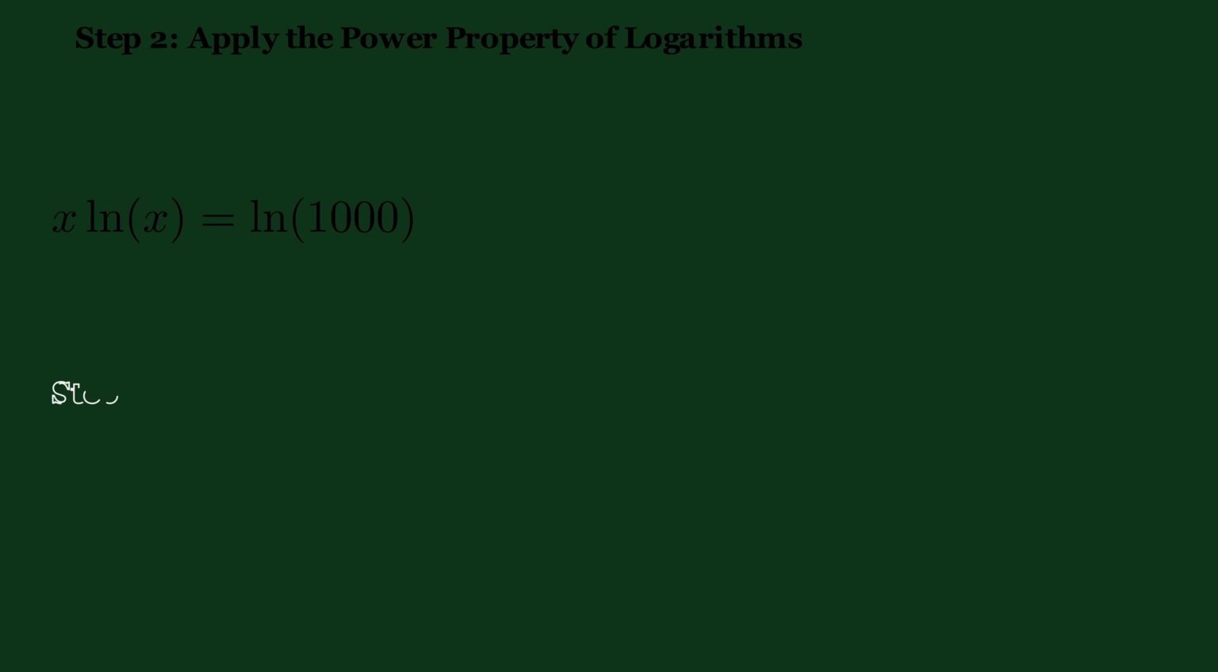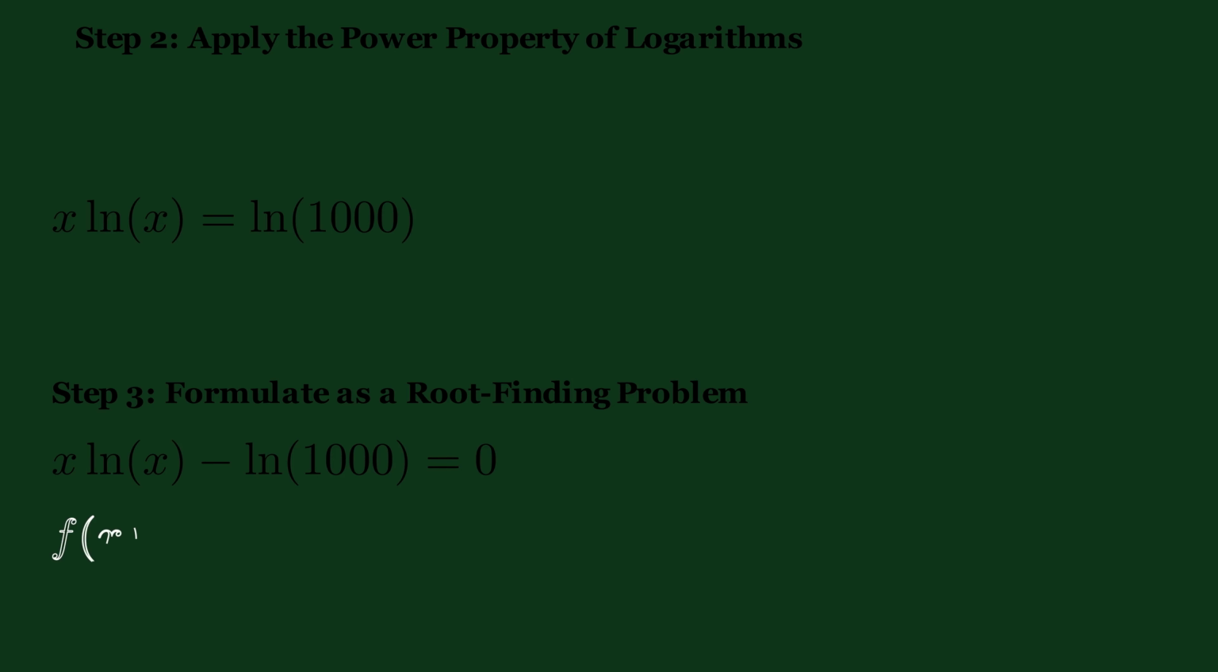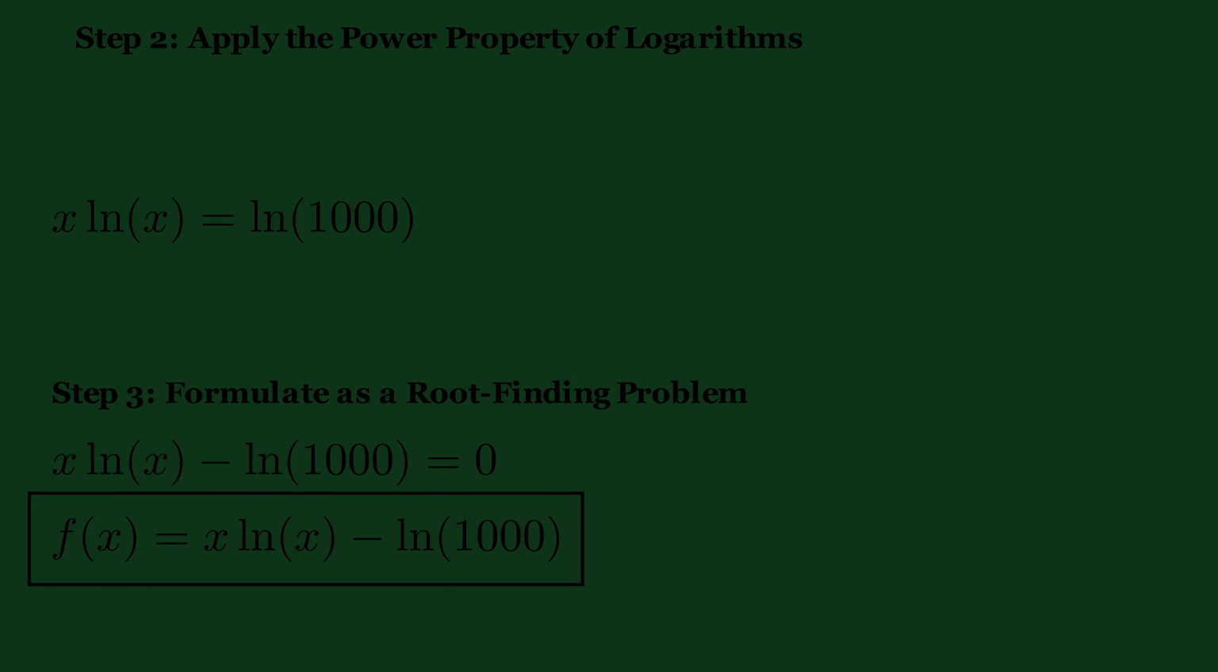To find our exact value, let's move everything to one side. We can now treat this as a root-finding problem, defining our function as f of x equals x times the natural log of x minus the natural log of 1000.